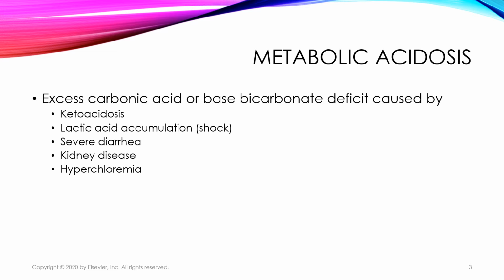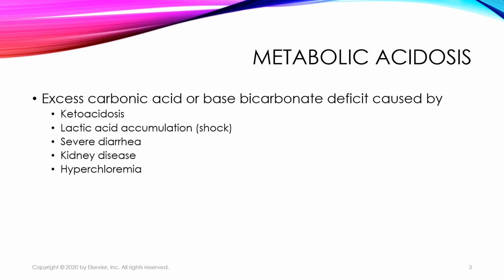Also, if we have acute or chronic kidney disease, this can cause the kidneys to lose their ability to excrete or expel some of those hydrogen ions, as well as their ability to reabsorb or produce bicarbonate. So when a patient has any kind of kidney disease, we need to be looking at their ability to get rid of the acid as well as produce that bicarbonate.